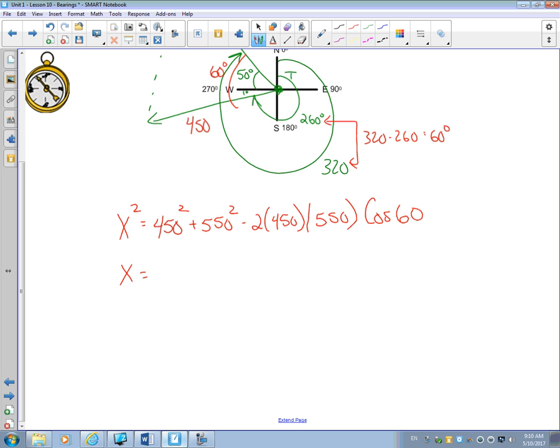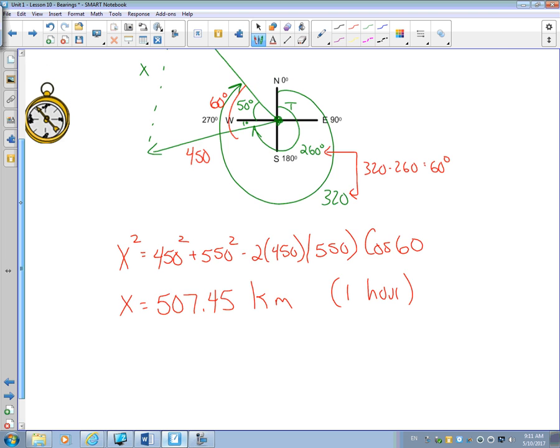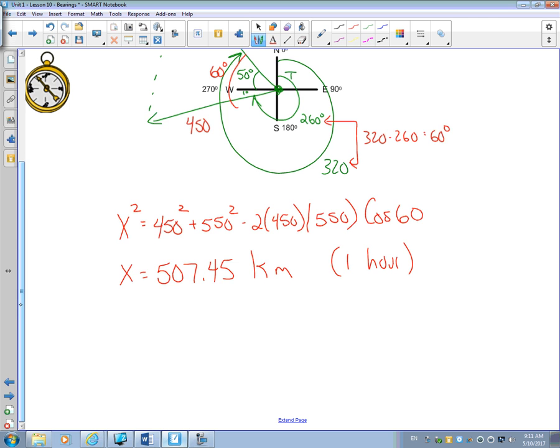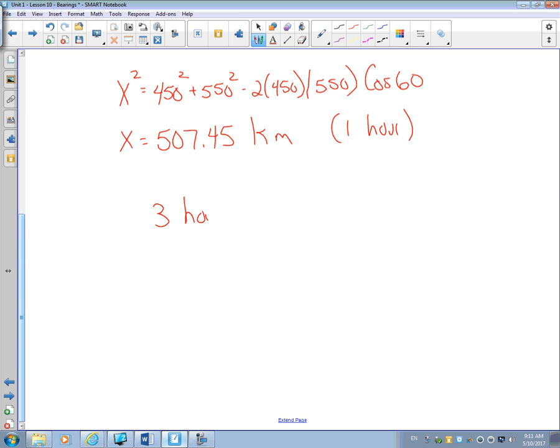You guys can do that with your calculators. 507.45 approximately. Okay, but that is kilometers after 1 hour. The question said, how far apart are they after 3 hours? So for 3 hours, I'm going to need to take this answer and multiply it by 3. That's not too challenging, but we can do that. And we should get 1522.33.